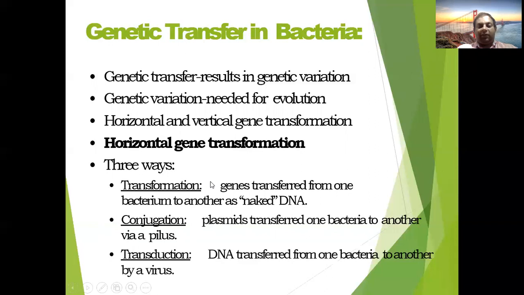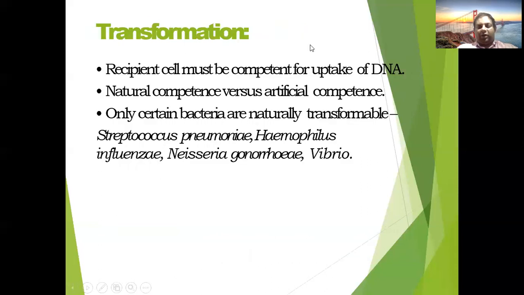Transformation is genes transferred from one bacterium to another as naked DNA, as a slice of DNA transfer. Conjugation is a plasmid transferred from one bacterium to another via pili, the sex pilus. Transduction is DNA transferred from one bacterium to another via a virus or bacteriophage. In transformation, the recipient cell must be competent to take up the DNA.